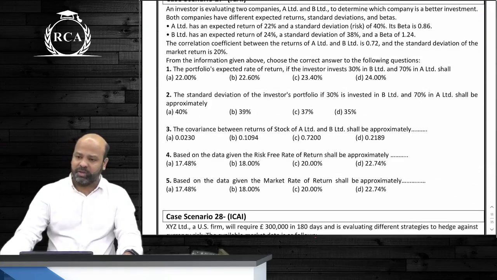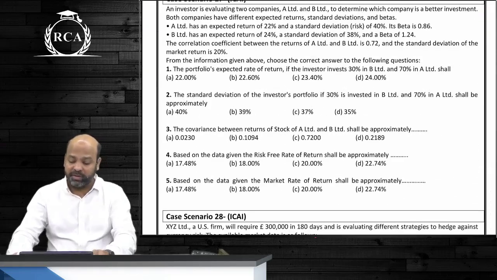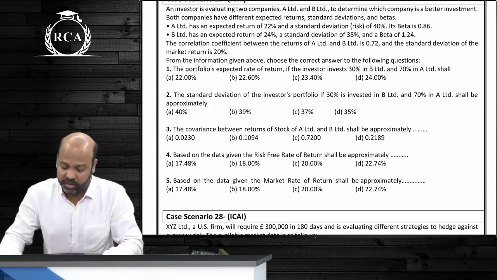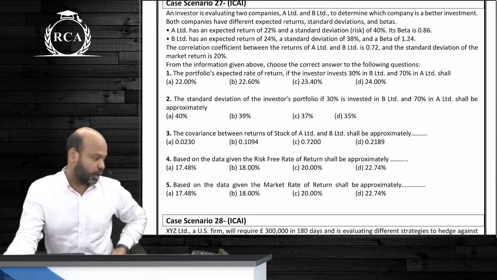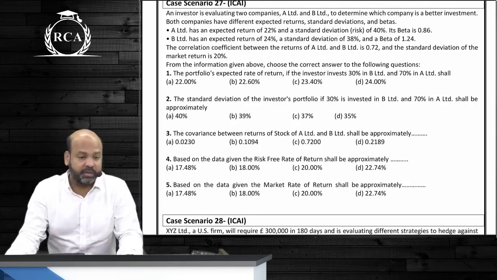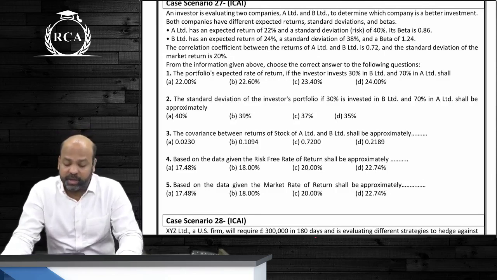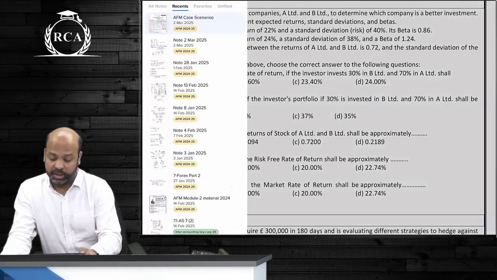Question number 27 also, beta, same thing. But I will still prefer to just discuss it once. It says A Limited has an expected return of 22%, standard deviation of 40%, beta is 0.86. B Limited has an expected return of 24%, standard deviation of 38%, beta is 1.24. Correlation coefficient between the two stocks is given. Standard deviation of market return is given. I'll just write better information.